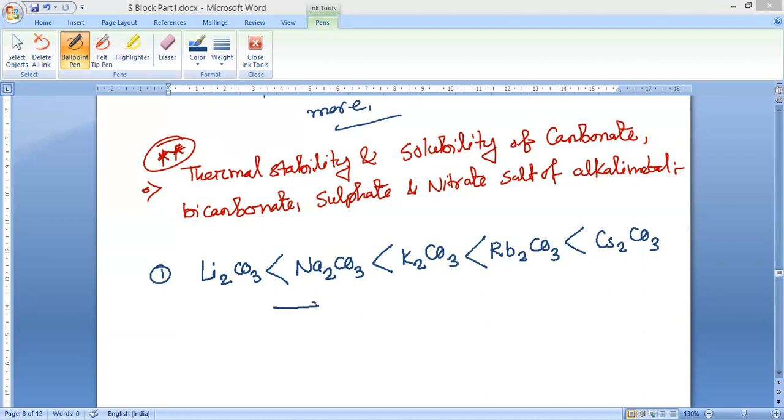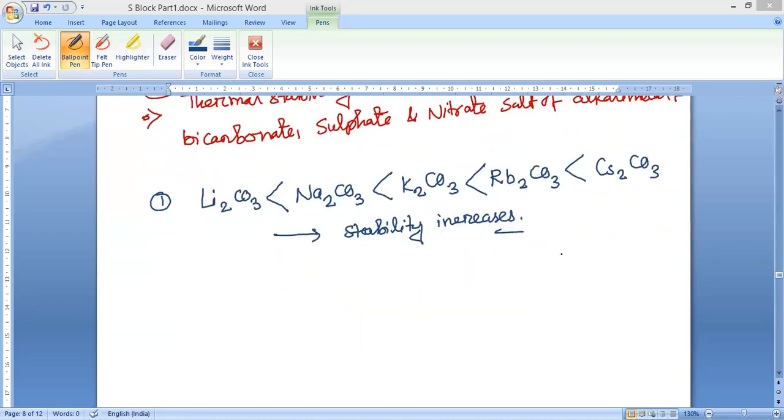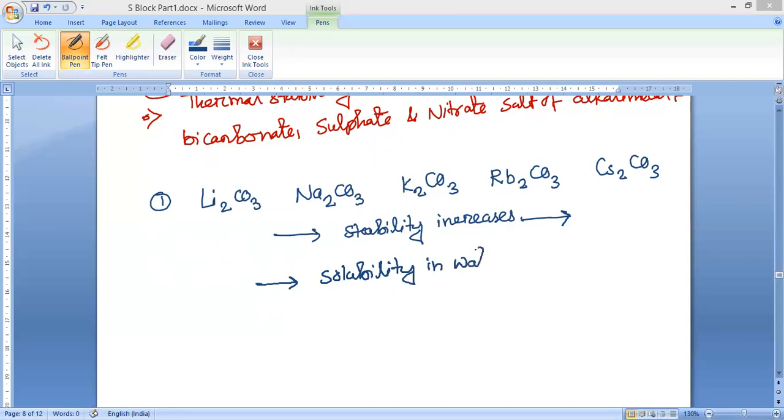thermal stability increases. So if stability increases, then solubility will decrease. Solubility increases here to here, solubility in water. That means aqueous solution में उसका solubility क्या होगा, will decrease. Okay.